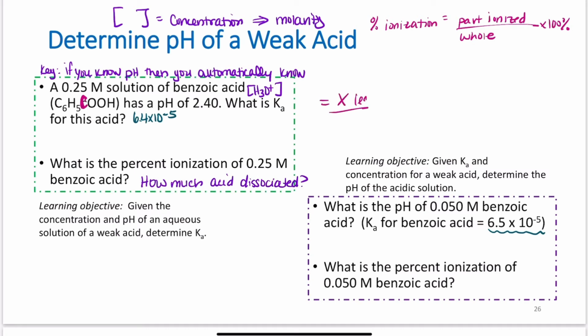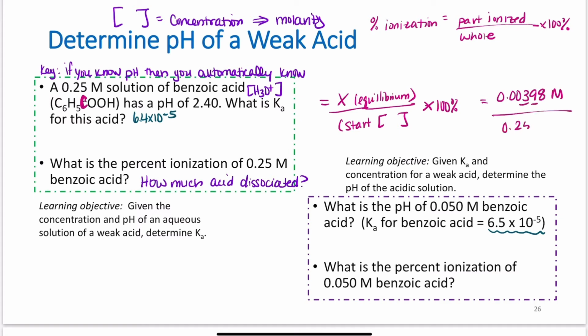from your equilibrium divided by your starting concentration times 100%. Now, I know I already erased it, but we found X to be equal to 0.00398 molar. Again, 2 sig figs. We know we initially started with 0.25 molar. Multiply that by 100%. And we see your percent ionization is 1.6%. So how much acid dissociated? 1.6% actually dissociated.